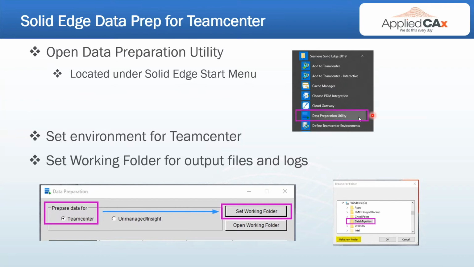opened the data prep utility, we're going to set our environment to Teamcenter because this is what we want to prepare our data for. And then we have the option of setting a working folder. And I highly suggest you do this because if you don't, it's going to be left in your user folder very far down in like AppData, and it's really hard to get to. So this is where it's going to create all your log files and all the files that we use for processing the data migration. In this example, I've set it on the C drive into a data migration folder. You can make a new folder if you need to in the tool as well.